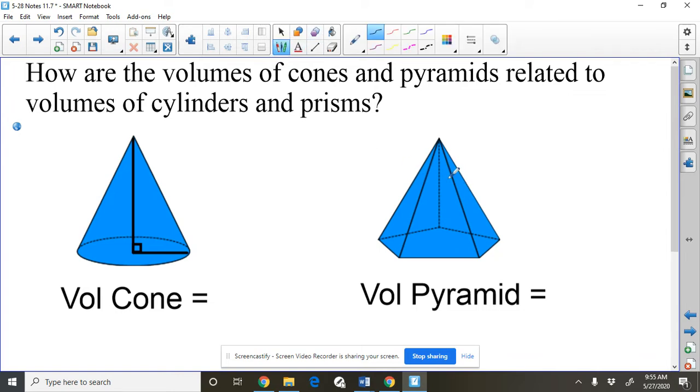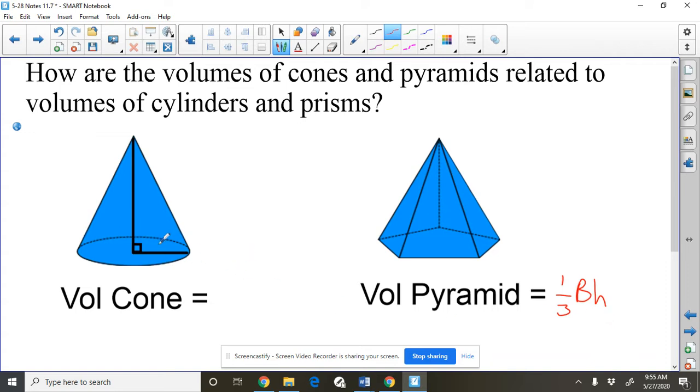And we could do that with a pentagonal prism and pentagonal pyramid that had the same base area and height, hexagonal, any different shape. If it takes 3 pyramids to fill the prism, then the volume of the pyramid is 1/3 the volume of the prism. So it's 1/3 base area times height.